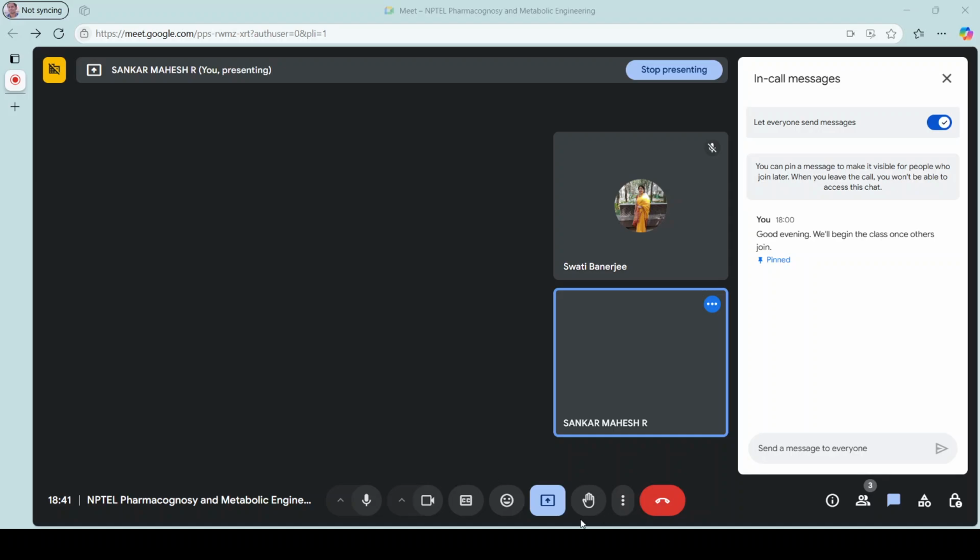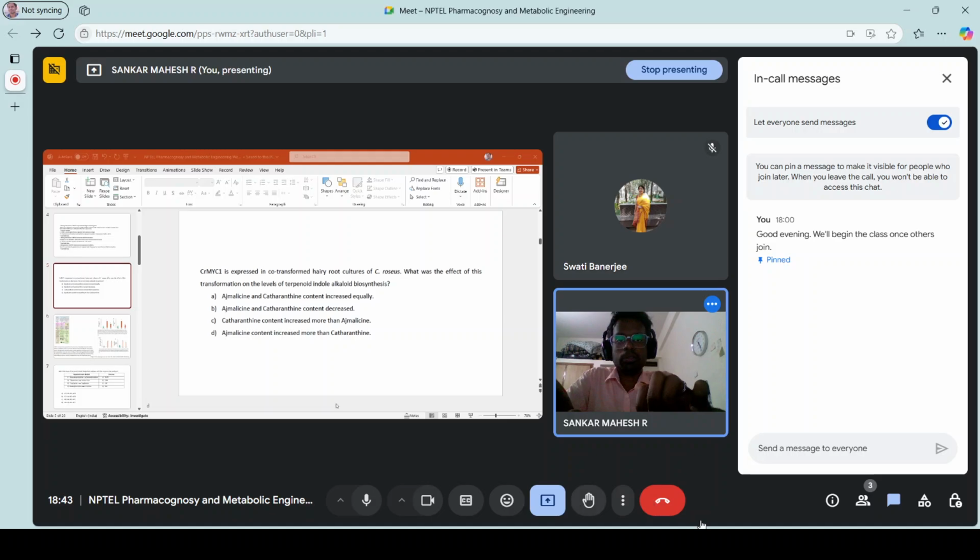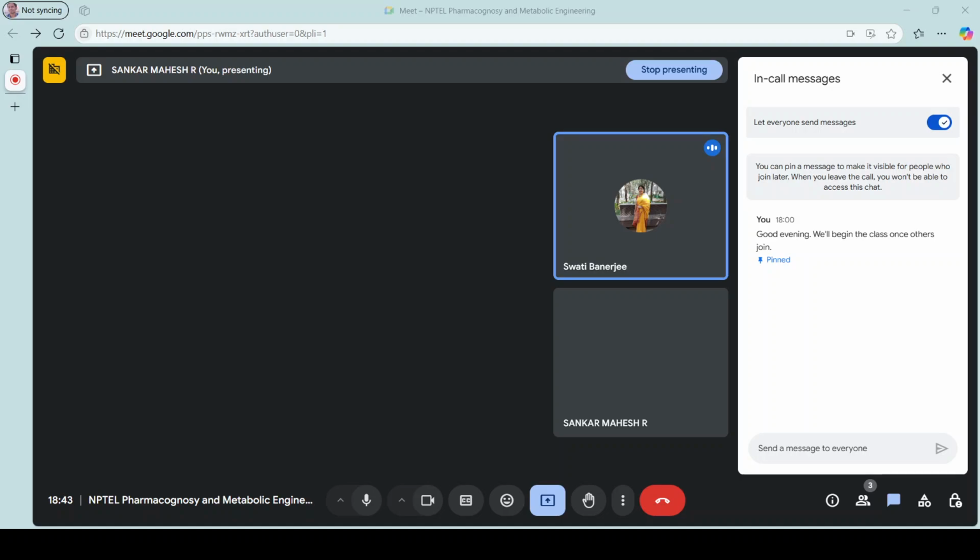Yes, you can unmute. I think this CrMYC1 is expressed in hairy roots to enhance the content of the alkaloid, the effect of transformation on the levels of terpenoid indole alkaloid biosynthesis. I think it is option D: ajmalicine content increased 13 to 14 fold more than catharanthine.